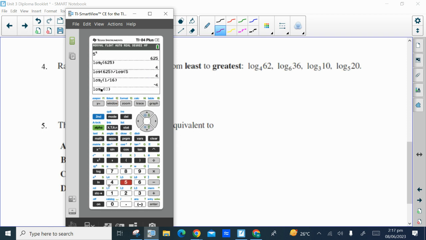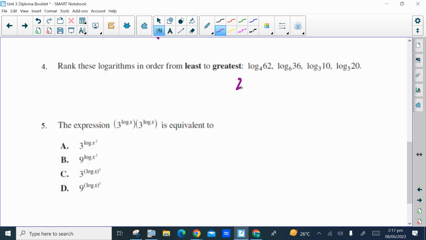So log base 4 of 62 will be irrational, approximately 2.98. Log base 6 of 36 would be, that's asking 2 to what power is 36. The next two will be irrational.